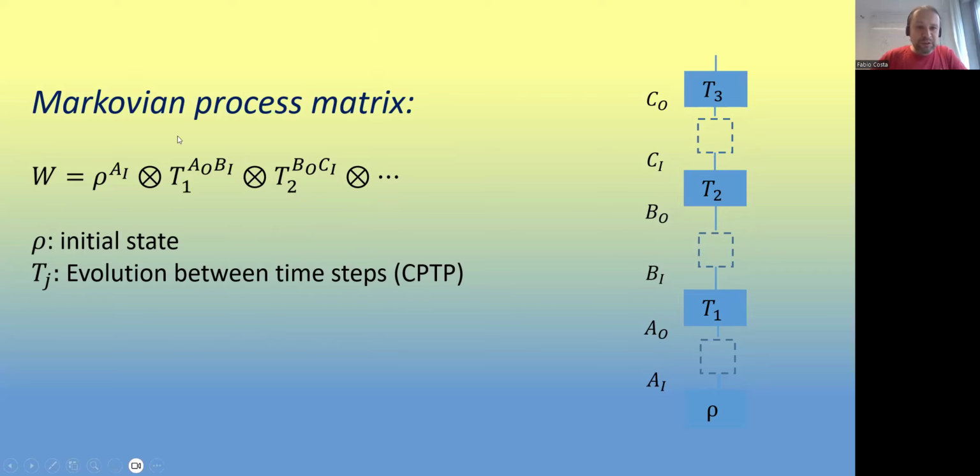And the corresponding process matrix has this very simple form. It's proportional to a product state. So rho AI is the initial state, and T1 is the Choi-Jamiołkowski representation of the evolution from time 1 to time 2, and we just take the whole product. And the fact that this is a product represents statistical independence. As I say, the evolution between each time step is independent from evolution at any other time step.